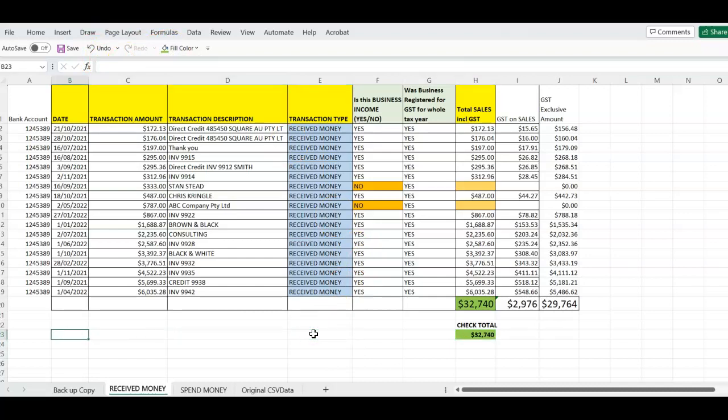Now, if you have income from another bank account, hopefully you don't. It's much preferred to have all your business income go into a dedicated business bank account. No personal transactions going in there. It just makes this task so much easier.